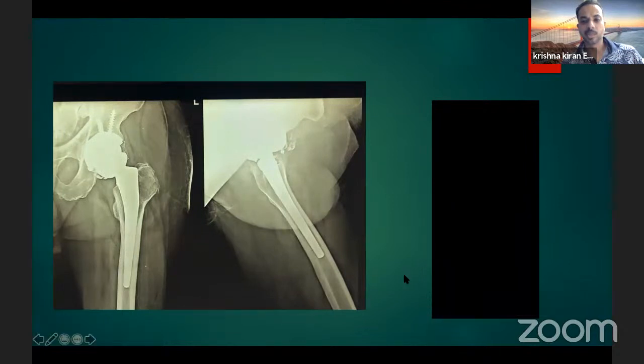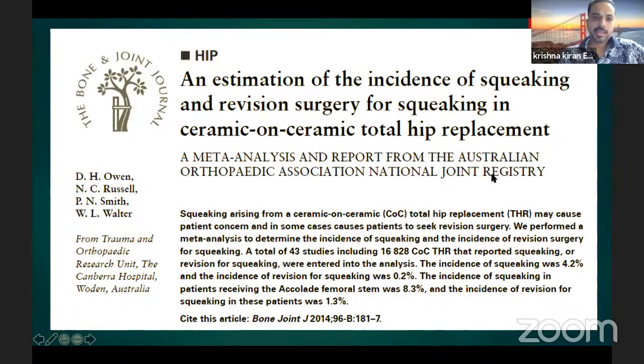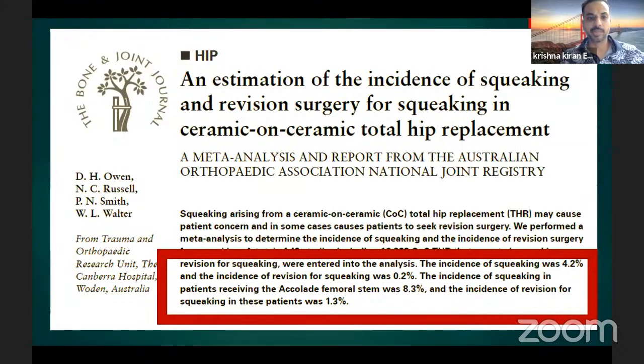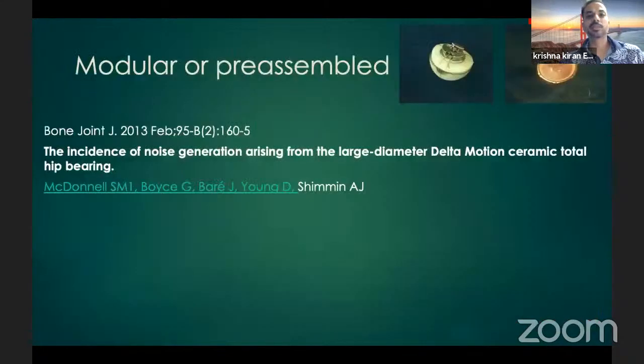And that's how the squeaking of the patient looks like. A study on estimation of incidence of squeaking and revision surgery for squeaking in ceramic total hip replacement suggested that with a particular type of component, the incidence was higher when compared to other implants. The incidence was as high as 8.3%, and the incidence of revision for squeaking in these patients was 1.3%.